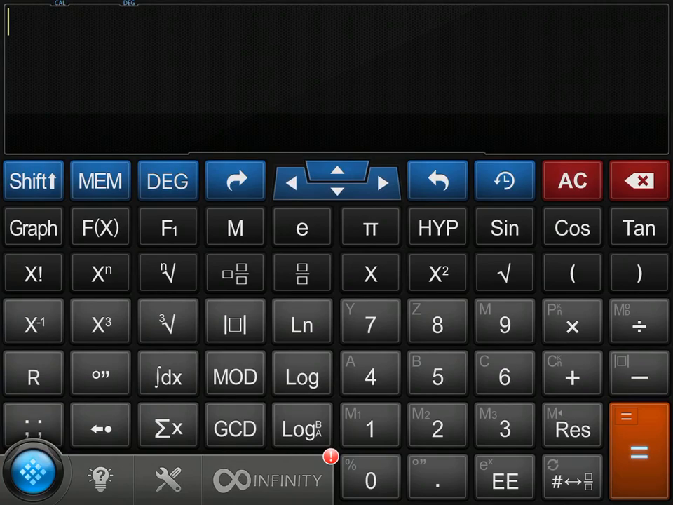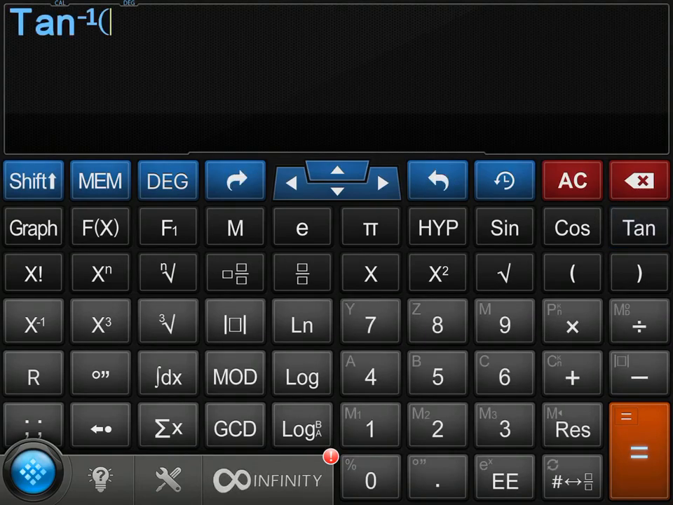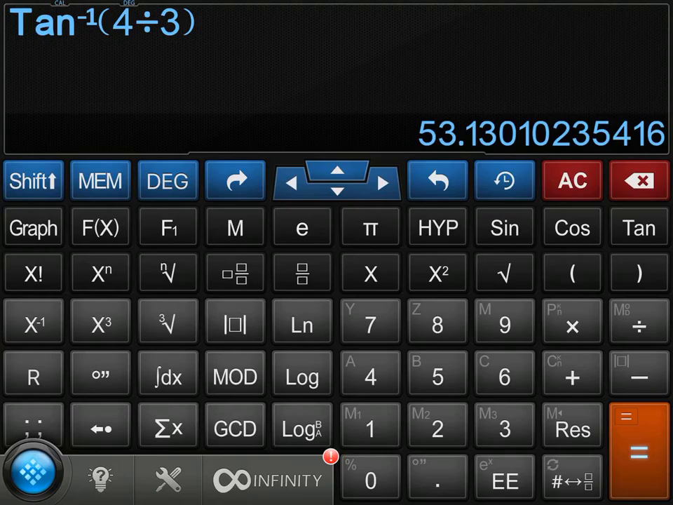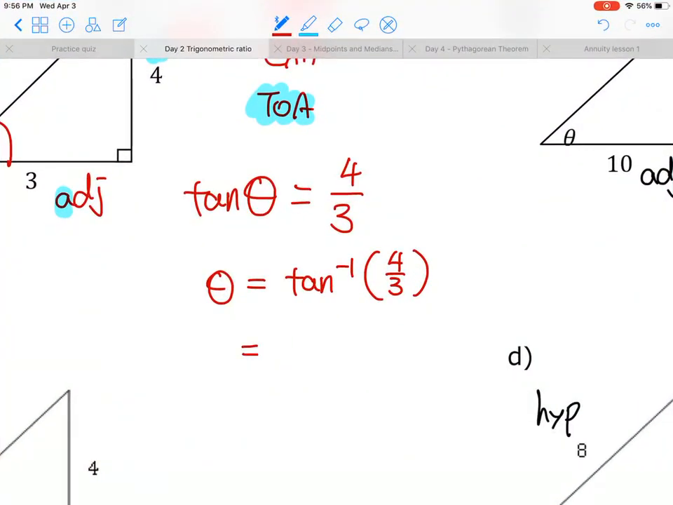For me, I have to use a shift. Hopefully you can see that when I press the shift, my tangent becomes tangent -1. It was tangent, and then if I press the shift, it becomes tangent negative 1. So I pressed tangent negative 1, and it was 4 over 3, or 4 divided by 3, equals. And then it gives me 53. So this means that my theta, the angle, is 53 degrees. Okay, that's all that is.